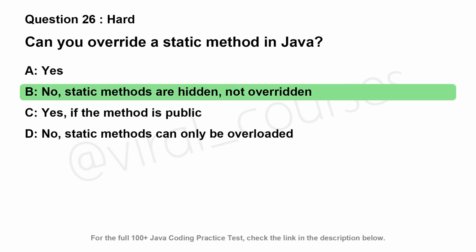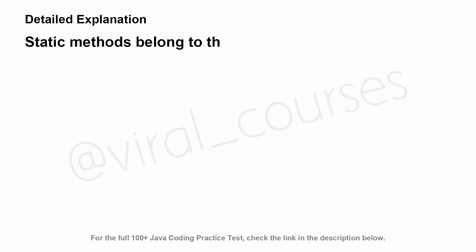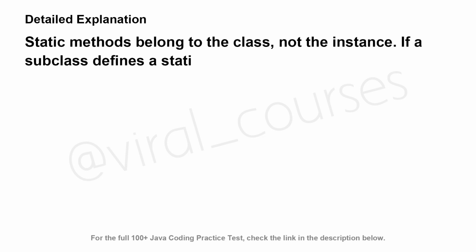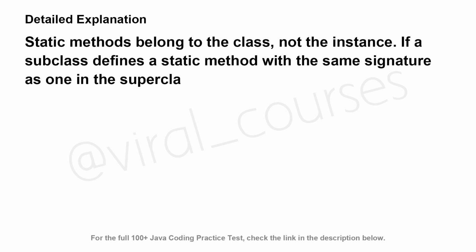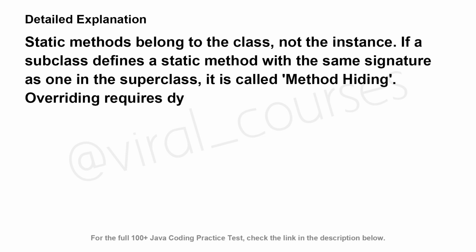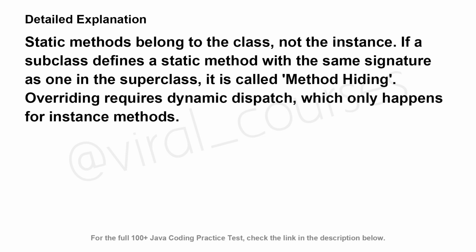The correct answer is B. Static methods belong to the class, not the instance. If a subclass defines a static method with the same signature as one in the superclass, it is called method hiding. Overriding requires dynamic dispatch, which only happens for instance methods.